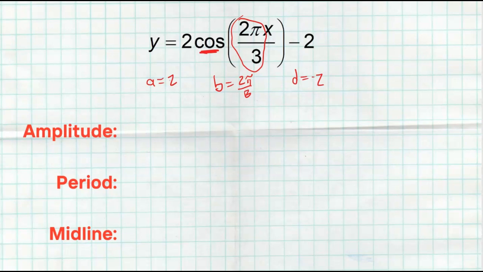So the amplitude is always the easy part. It's the absolute value of A. Absolute value of 2 is 2. So we're going to go up 2 and down 2 from the midline, which is -2. So we're going to go up 2 to 0, down 2 to -4 from that midline.